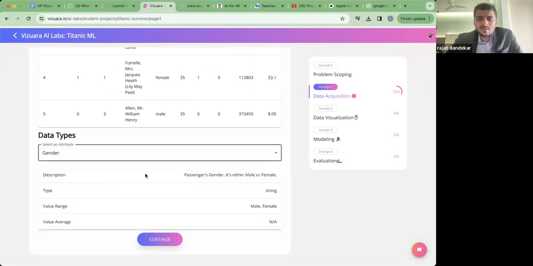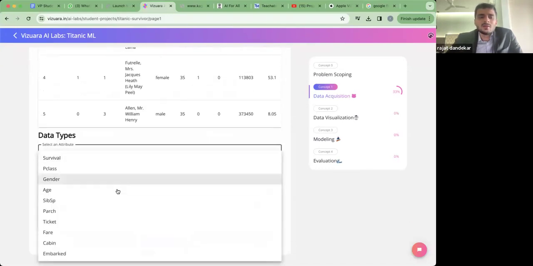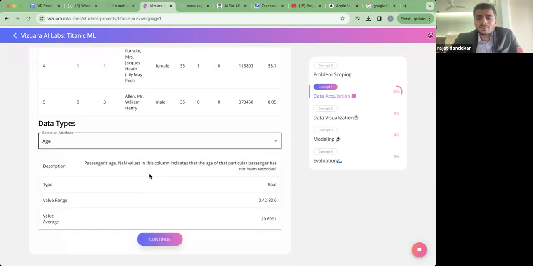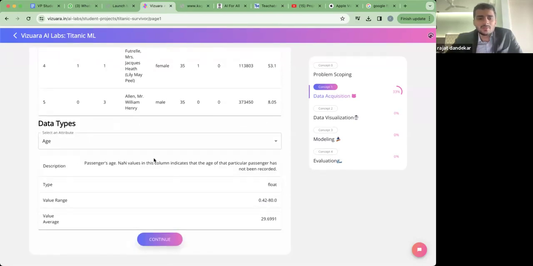Third attribute is the gender. It is very self-explanatory. It is either male or female. Fourth attribute is the age, passenger's age. So it goes from 0.42 to 80. Why is it in decimal? It's because there might be some babies on board who might be some multiple months old. So we have all kinds of passengers. For example, you can see there is a wide age distribution over here.